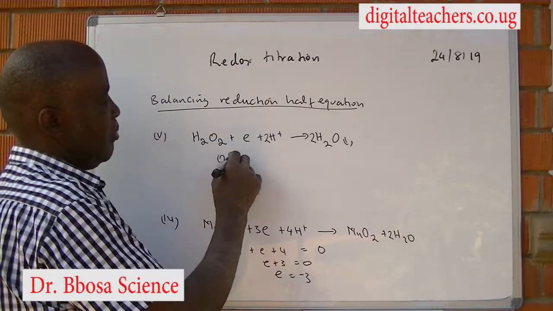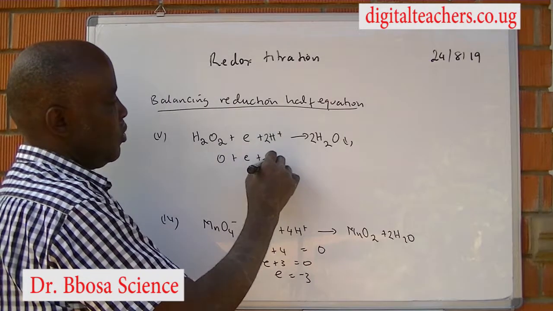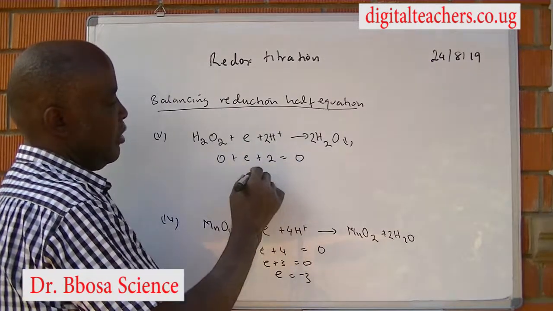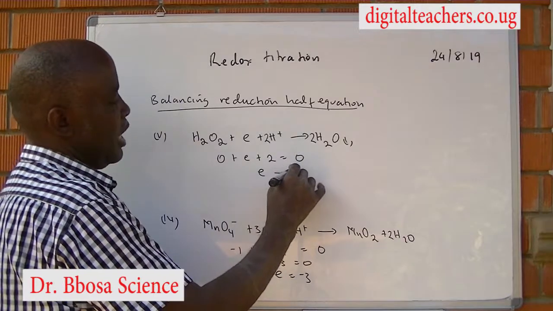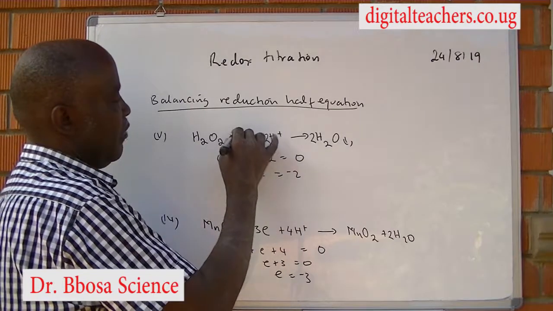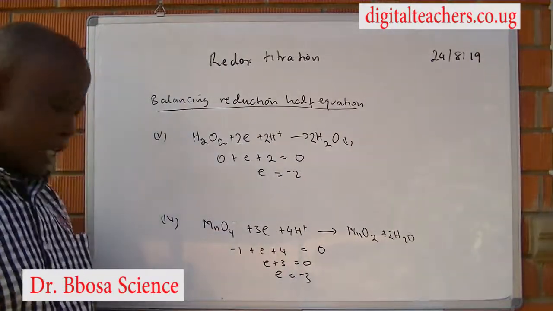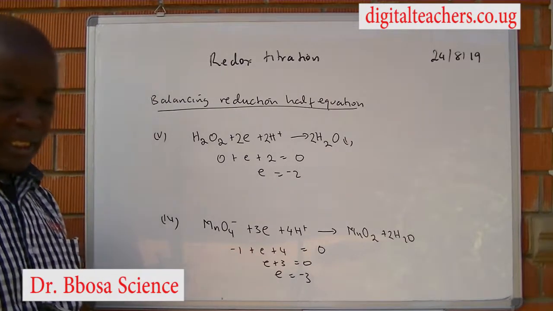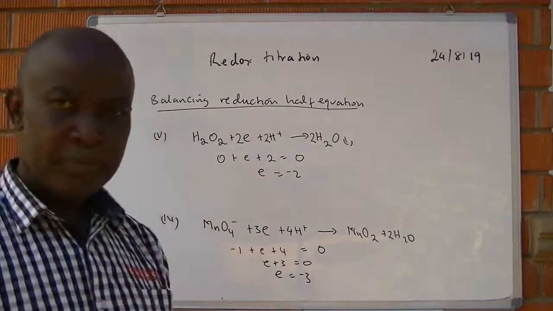After balancing the number of atoms, then you balance the charges. Here it is 0 plus electrons plus 2 is equal to 0. E is equal to negative 2. Therefore, we put a 2 there to balance the equation.